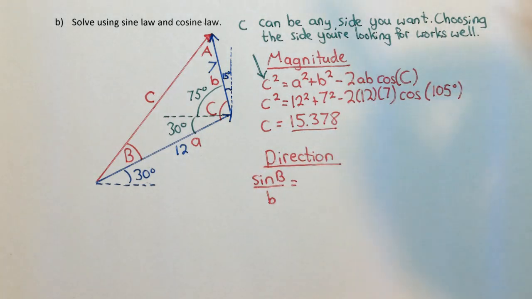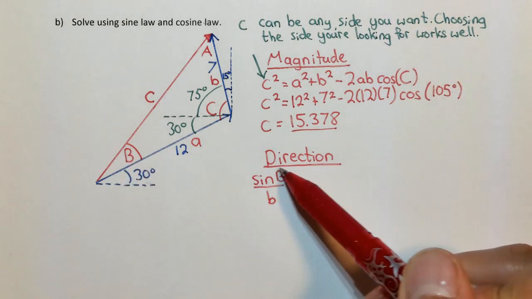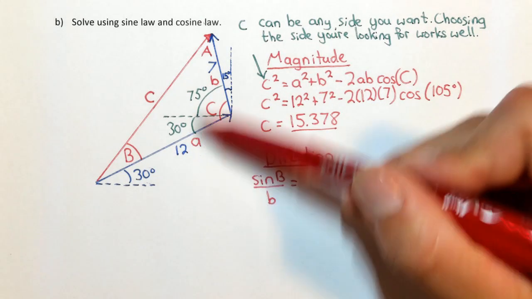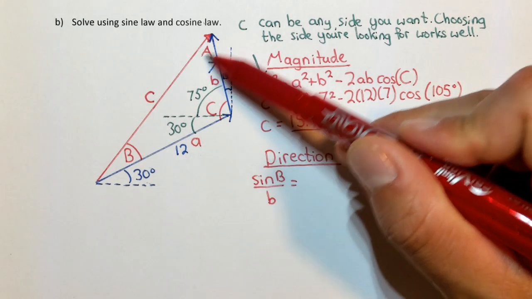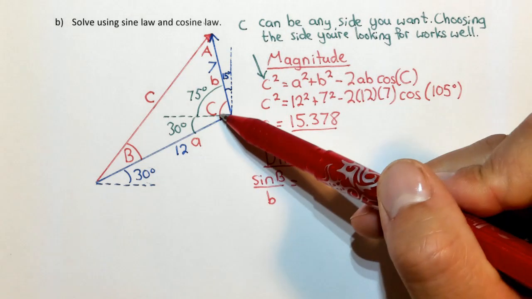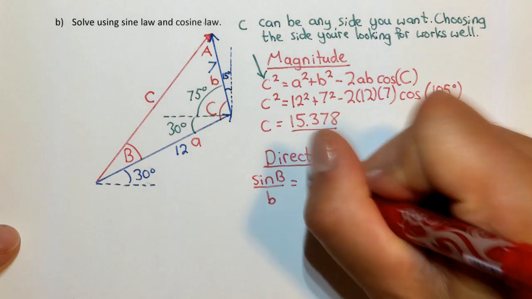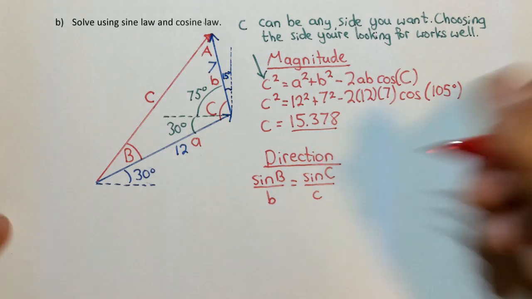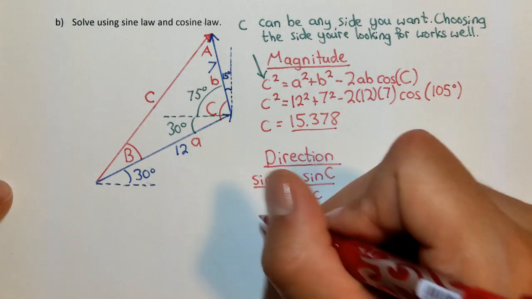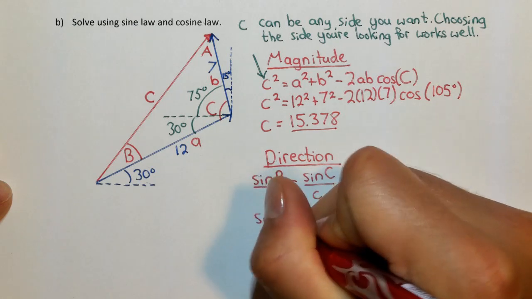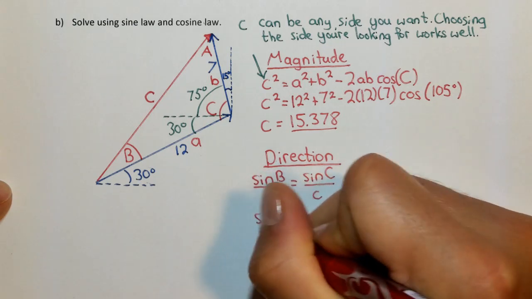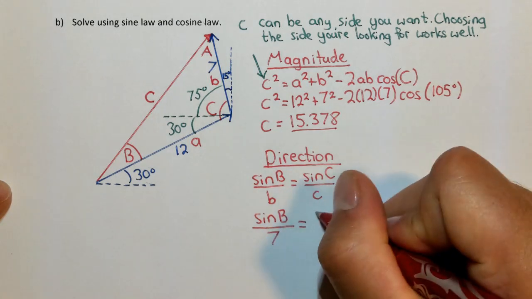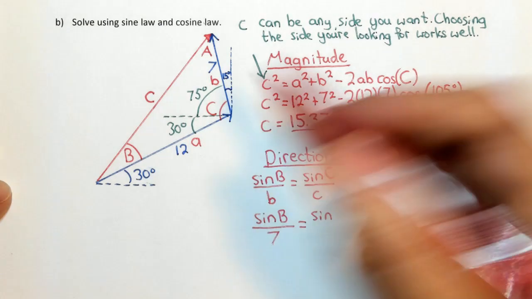equals, and then, because I already have something I don't know, let's pick things I do know from now on. So I've got A and a, I know that length, I don't know that angle. Let's do C and c, since I know those. So the sine of big C divided by little c. Again, big B is the thing I don't know, but little b is 7. This will be sine of angle C, which is 105.